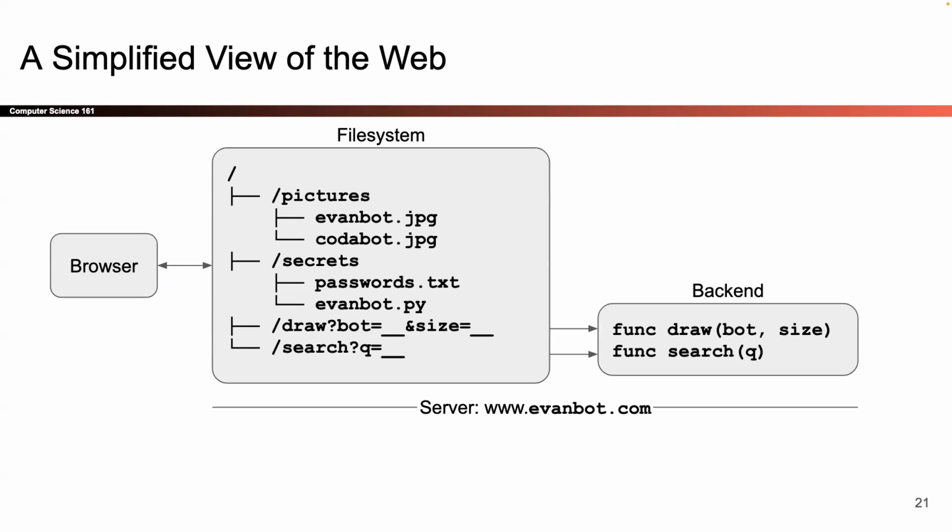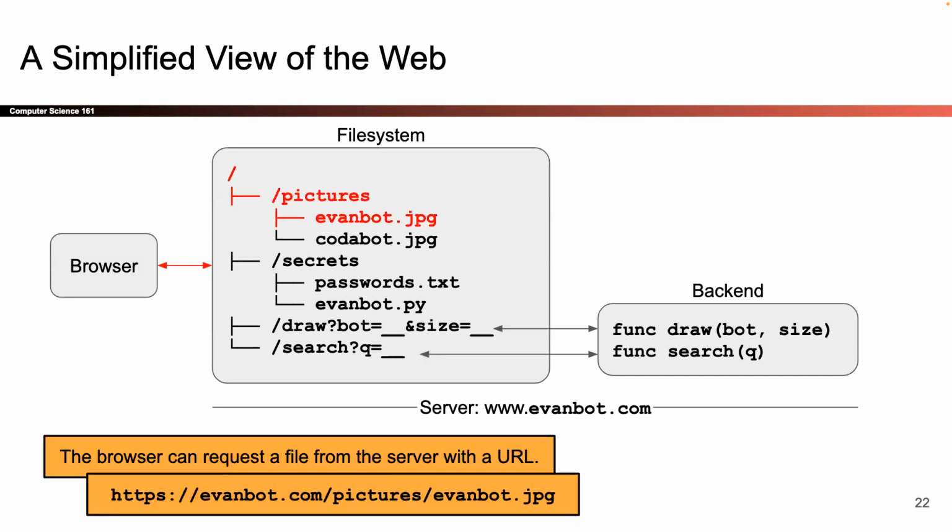Well, inside the server, I can have all sorts of files. Like I could have a pictures folder with files. I could have a secrets folder with a bunch of files that you're not supposed to access. And I could also have code sitting in the server. So in addition to files, I could have code. Like I could have the code of the draw function. I could have the code for a search function. And so the user can come and query not just for files, but also ask me to run certain commands or certain sequences of code.